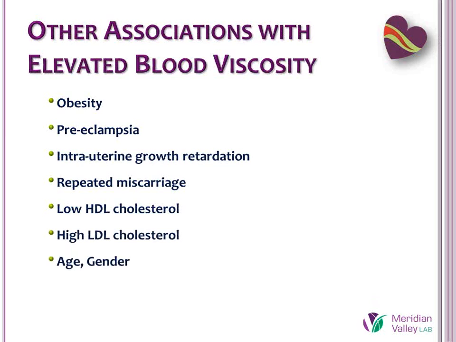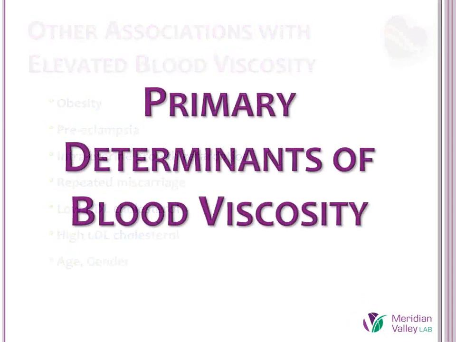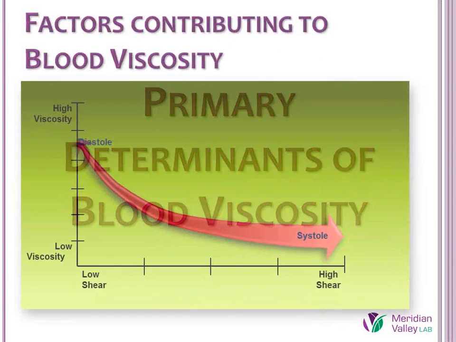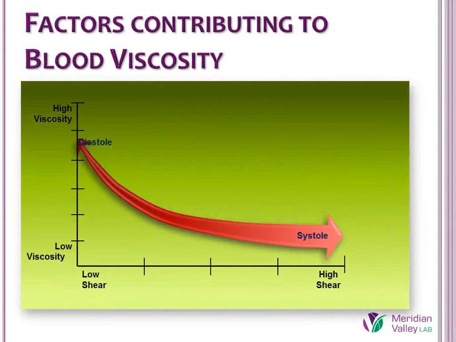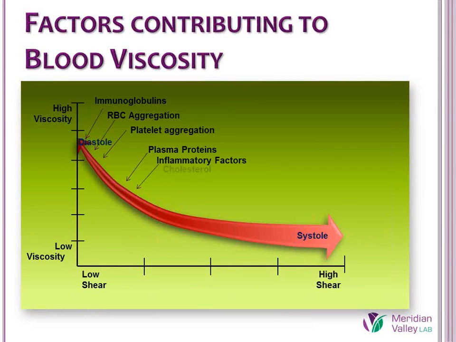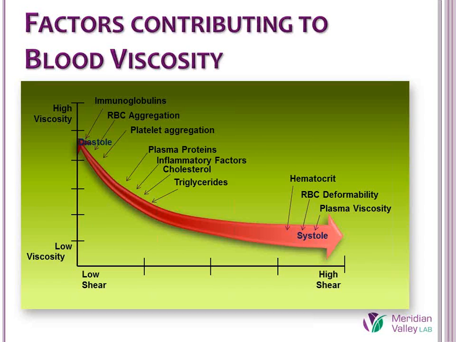So what determines blood viscosity? There are many factors affecting blood viscosity, and as you can see, they affect the blood viscosity curve in different places. All of these factors either contribute to or are affected by one of 5 primary determinants of blood viscosity. And this is really where the rubber meets the road, because this is where our therapeutics can make a difference.